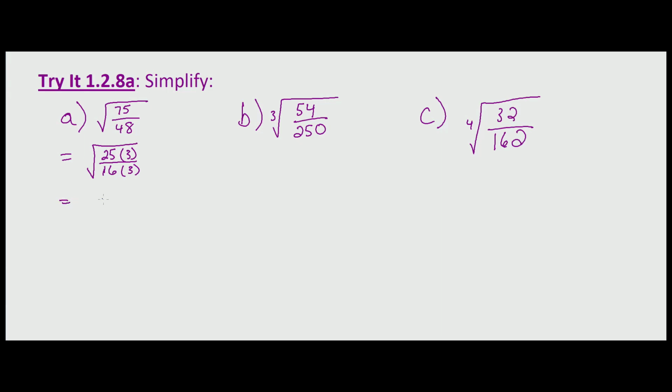The 3's cancel, and that leaves us with the square root of 25 divided by 16. Well, that simply equals the square root of 25 divided by the square root of 16, which equals 5/4.